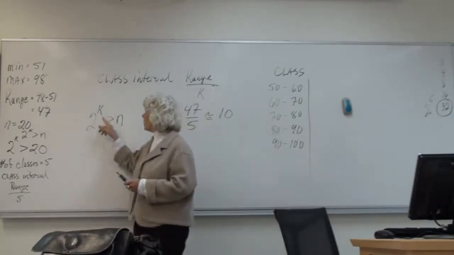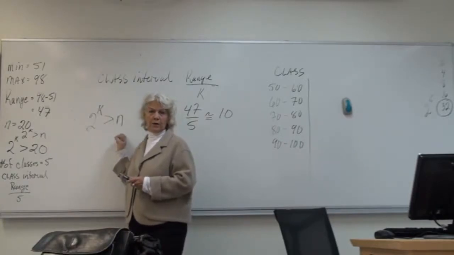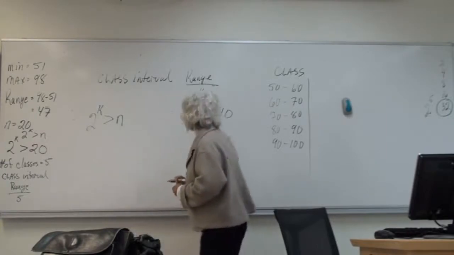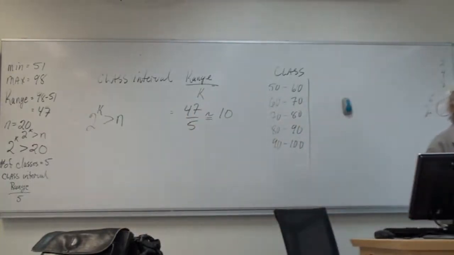Here our value is 20. So the next power of 2 greater than 20 is 32, 2 to the 5th. And we're happy with this because we can count in tens. We didn't want to do 51 to 61 to 71. It's because when we put the raw data together, we know anything beginning with a 5 is going to be in our first class, anything beginning with a 6 is going to be in our second class.